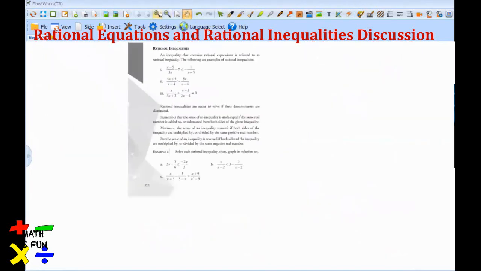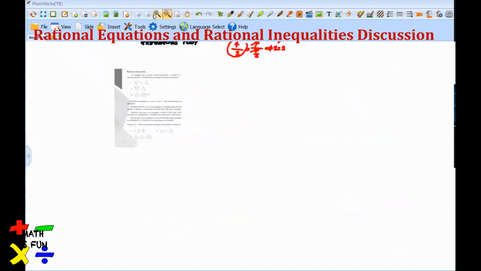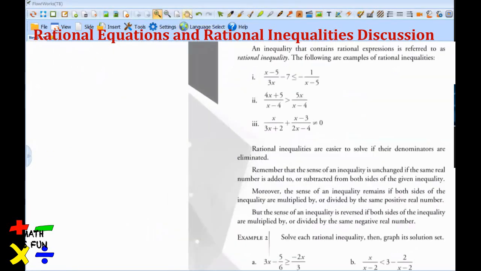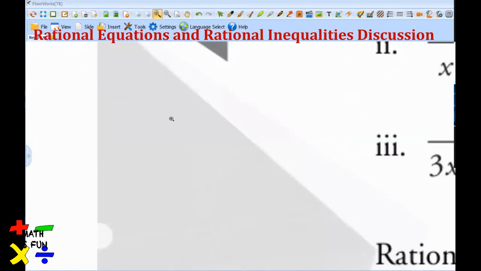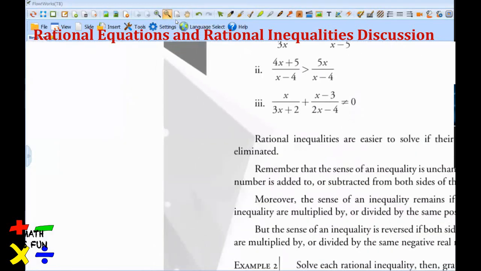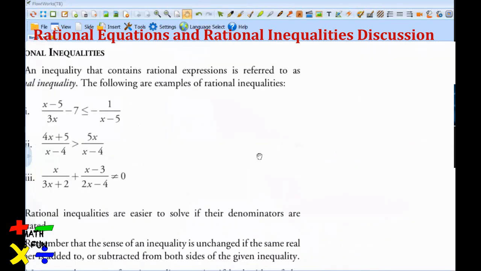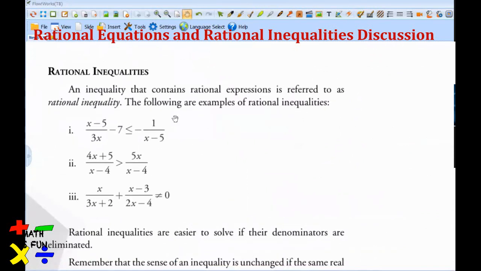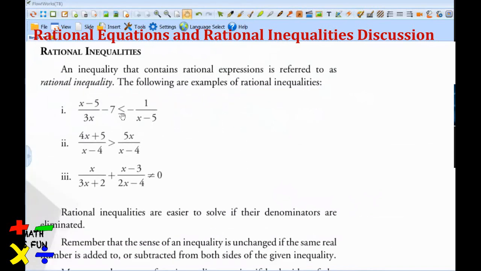rational inequalities. Do you remember about rational inequalities? About when you graph, it should be open and closed. Okay, let us go. An inequality that contains rational expressions is referred to as a rational inequality. So rational, it has greater than or less than. So the following examples are rational. We are using these symbols now, okay?